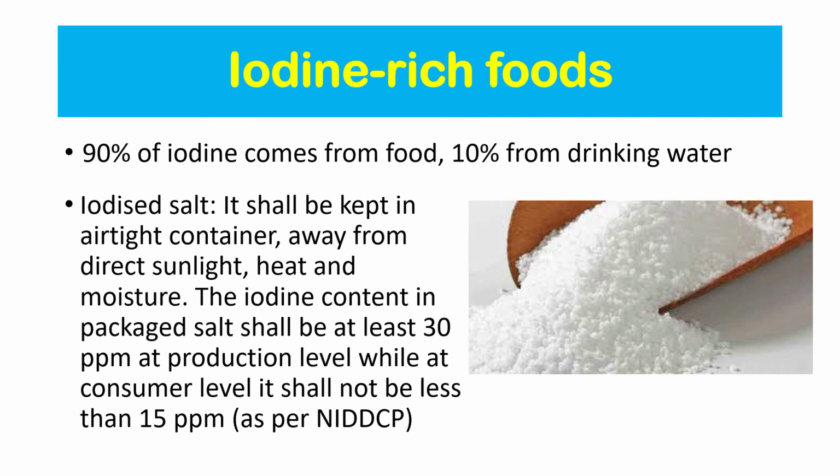As 90% of iodine comes from food and around 10% comes from drinking water, we need to take foods which are rich in iodine. However, the common source nowadays is iodized salt, but it should be kept in an airtight container away from direct sunlight, heat, and moisture. And its iodine content should be at least 30 parts per million at production level, while at consumer level, it should be not less than 15 parts per million.